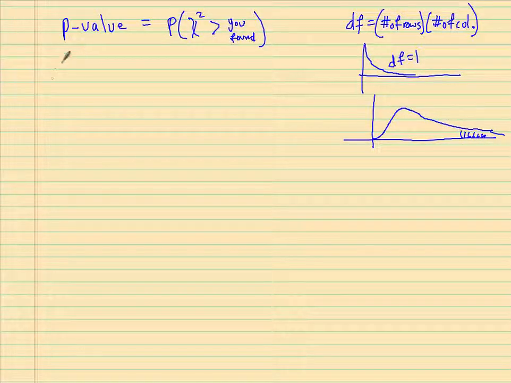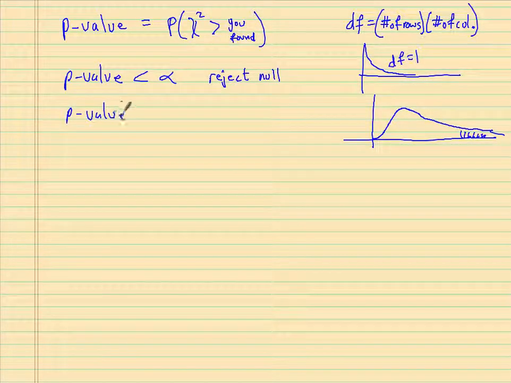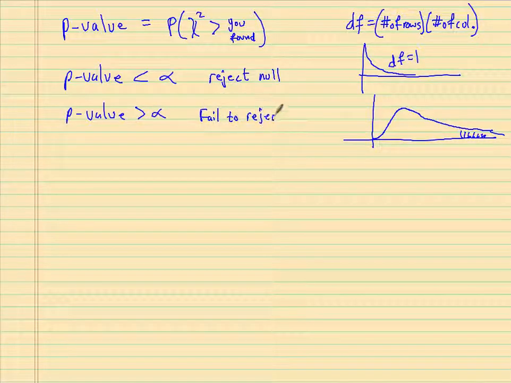Okay, so how do we make our decision? Our decision depends on what our p-value is. So if our p-value is less than alpha, we're going to go ahead and reject the null. And if the p-value is greater than the alpha, we're going to go ahead and fail to reject. That means that they are independent. And then go ahead and make a statement in context.